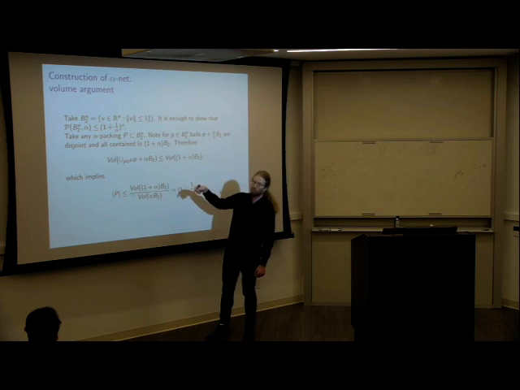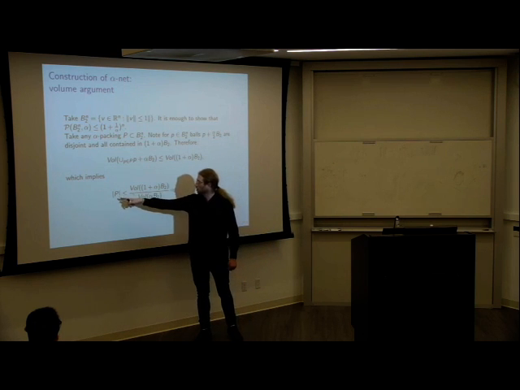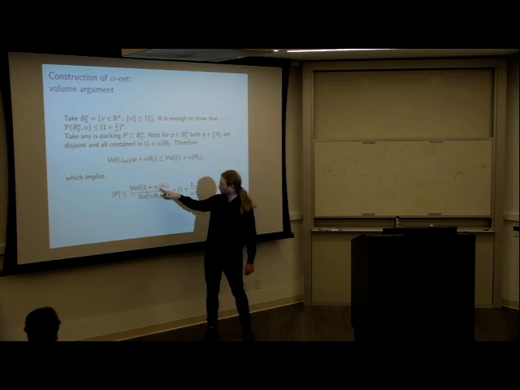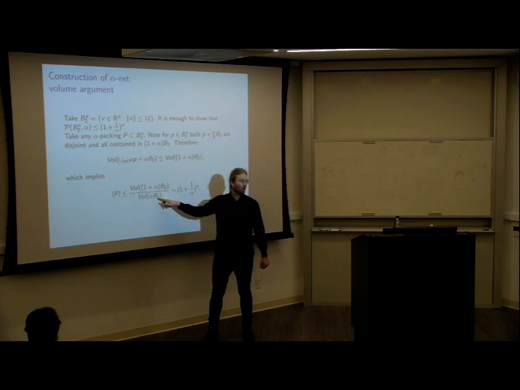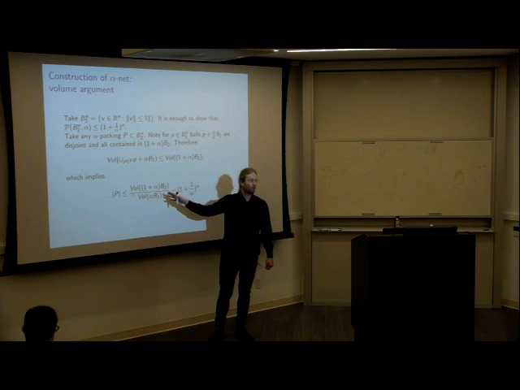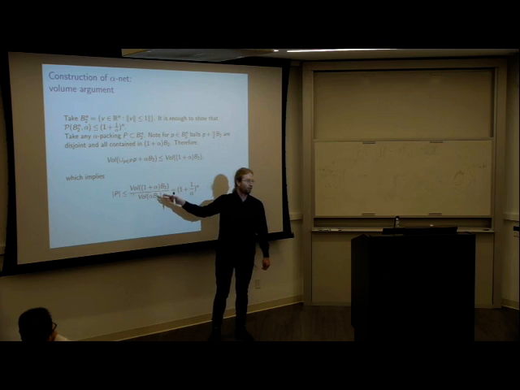You just divide things by each other. The size of a packing is bounded by the ratio of the volumes of a ball of radius 1 plus alpha by the same kind of ball, except with radius alpha. Now, you don't really need to know what those volumes are. All you need to know is the ratio of those volumes.